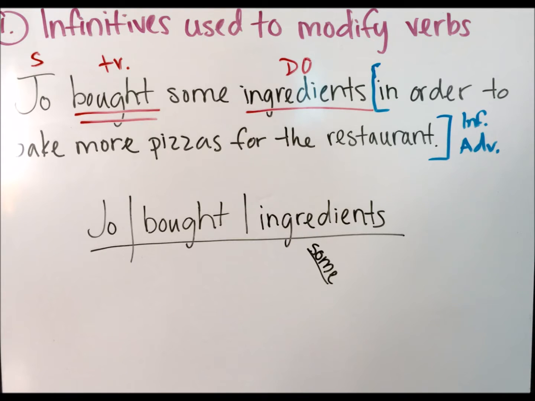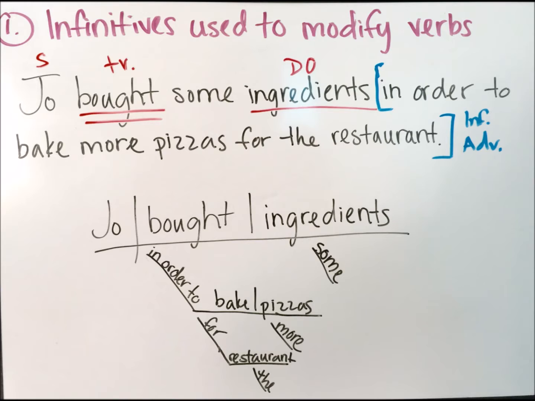So a little bit ago we talked about in order to being used to identify infinitive adverbs modifying verbs. So Joe bought some ingredients in order to bake more pizzas for the restaurant. The structure is exactly the same when diagrammed. You see Joe is the subject, bought is the verb, ingredients is your direct object, and then we have in order to, which goes under bought instead of just to bake pizzas. And that still answers the same question of why Joe bought ingredients.